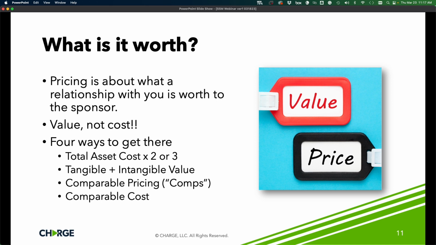Finally, there's a theory called comparable cost. So if a sponsor uses your sponsorship to enhance their brand, to create more awareness, and they didn't use your sponsorship, but say they use something like an advertising campaign, if it cost them $100,000 to have an advertising campaign to achieve a similar result as your sponsorship, then your price should be $100,000.